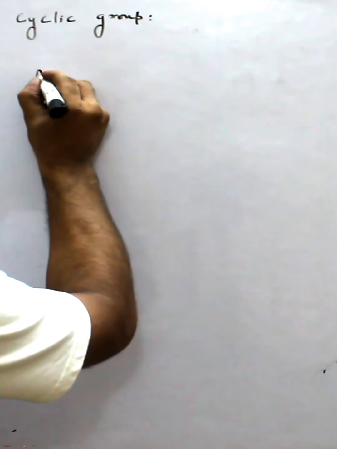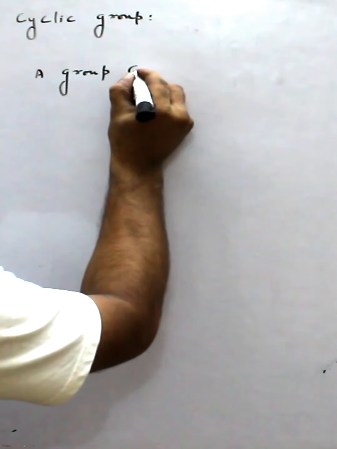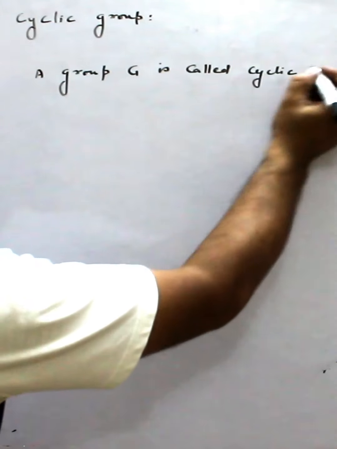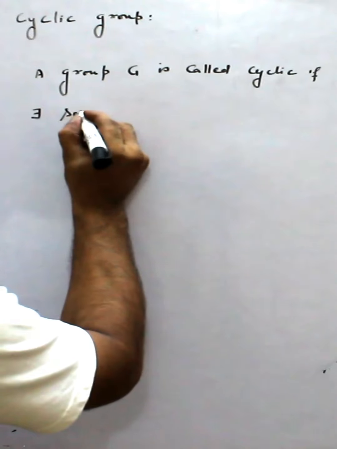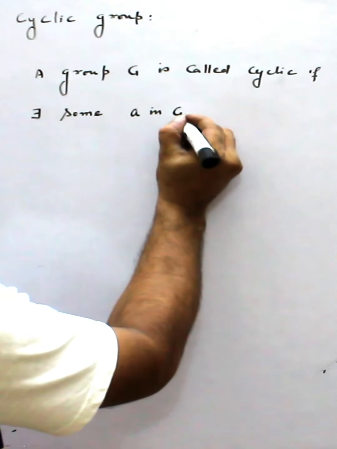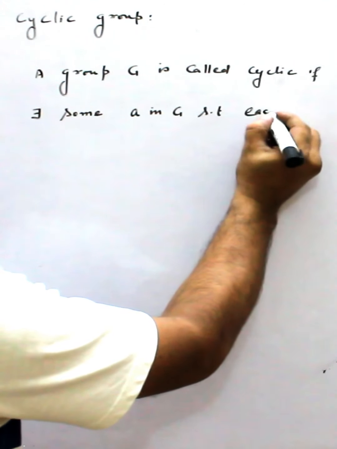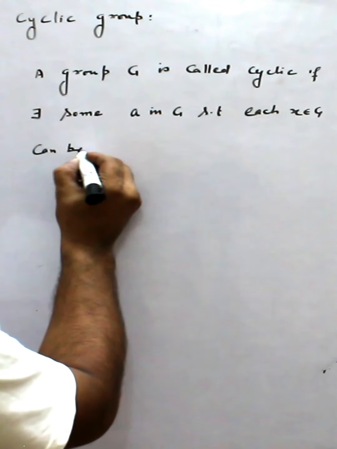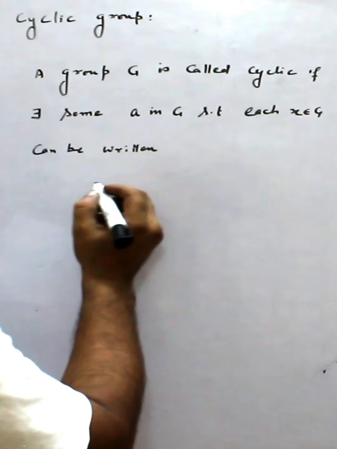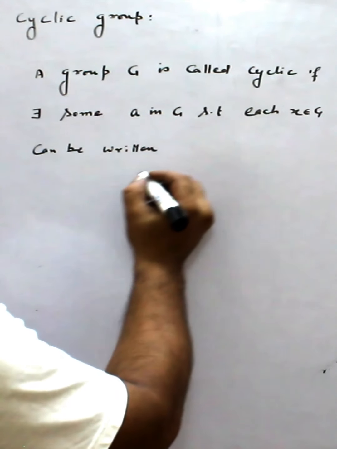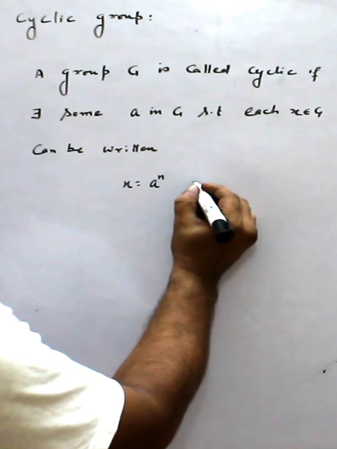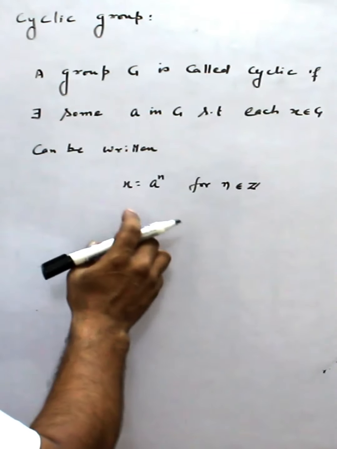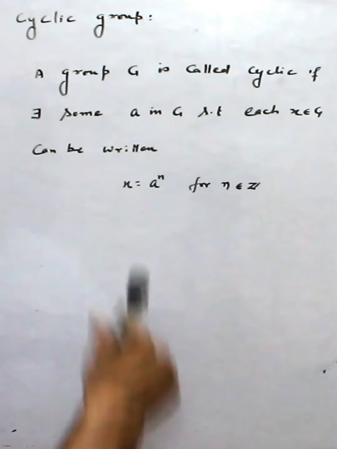Cyclic group. A group G is called cyclic if there exists some A in G such that each X of G can be written in terms of A, X is equal to A to the n for some n belonging to Z. That means each element can be represented by A. Then we say cyclic group.